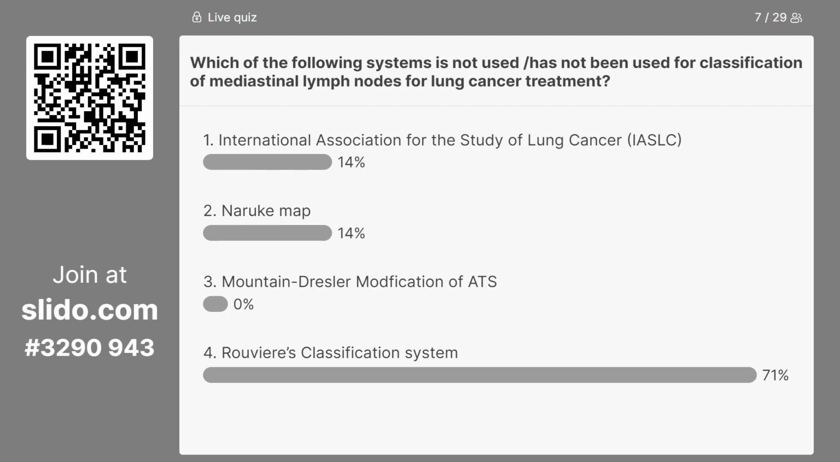Yeah, that's the correct answer. The first three have been predominantly used in the last 3 to 4 decades, though Rouvière in 1834 was the pioneer who prepared a map of the entire lymph node system in the body, especially in the neck and the mediastinal lymph nodes. And that's a good job for most of you to start the day with.